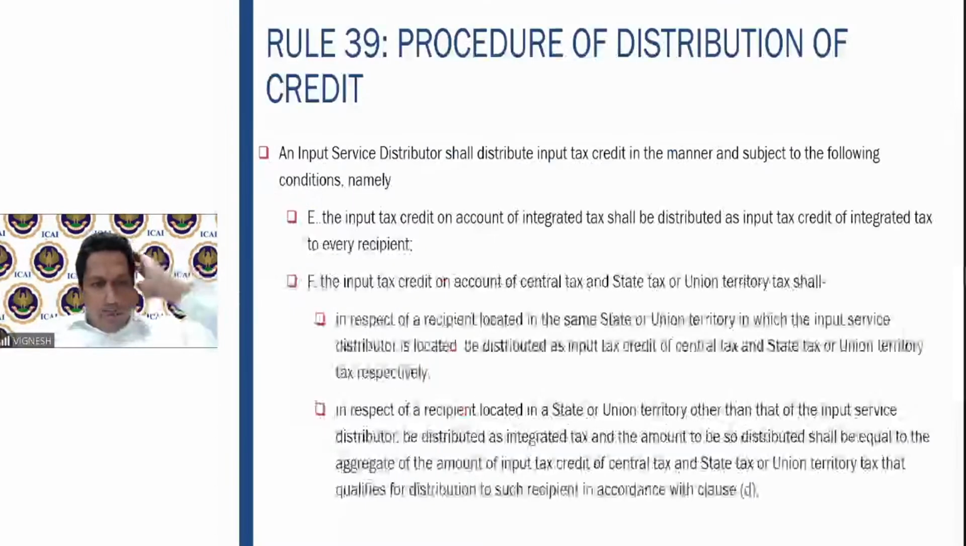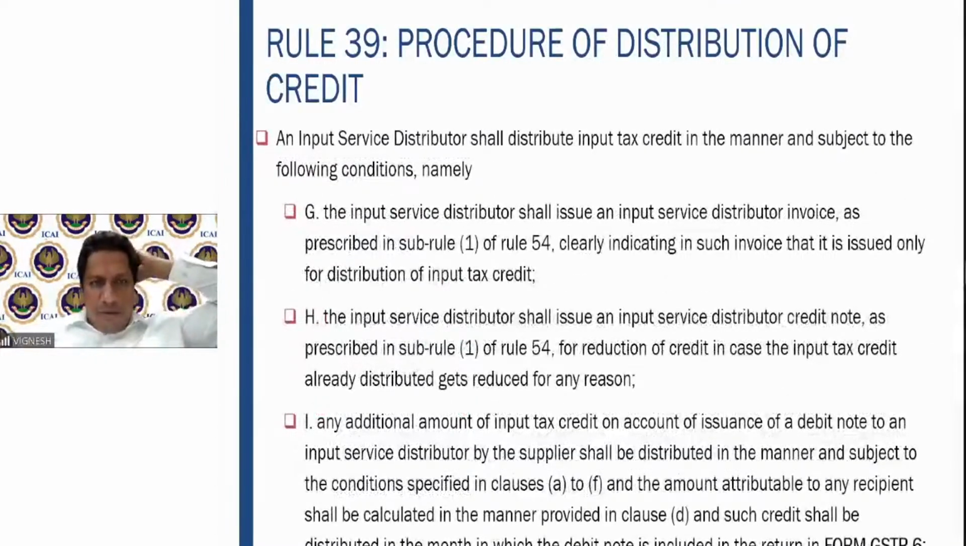So we come back to our discussion. I hope this is clear. So therefore, point G, the moment he distributes the credit, he will issue what is called an input service distributor invoice, ISD invoice. In that, he will very clearly mention that the invoice is issued only for the purpose of distributing the input tax credit. And sometimes, where the credit is distributed in excess by mistake, to that extent he will raise a credit note.